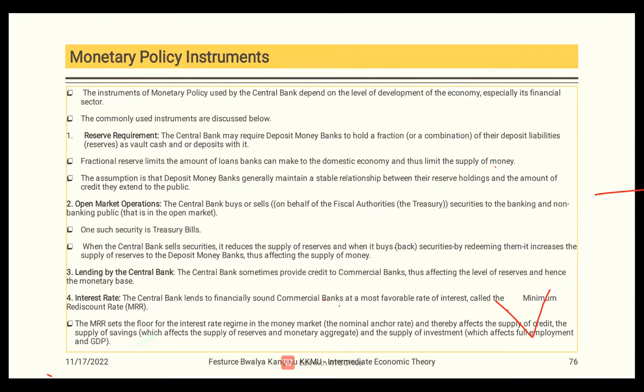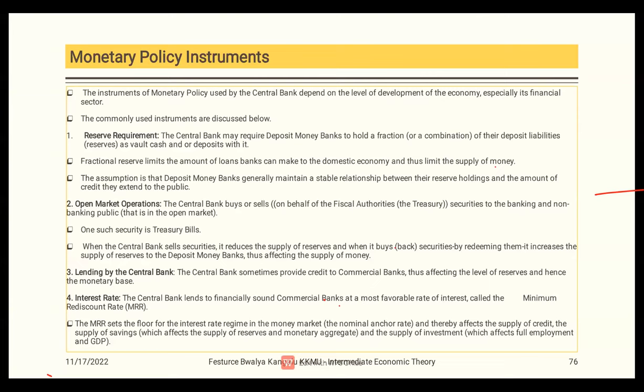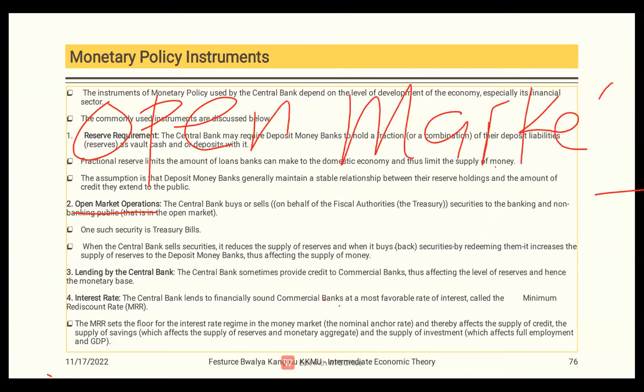Then you have open market operations, which is the second tool. Listen to the way this one works. With open market operations, this is where the government sells or buys securities. Securities such as treasury bills or bonds, right?